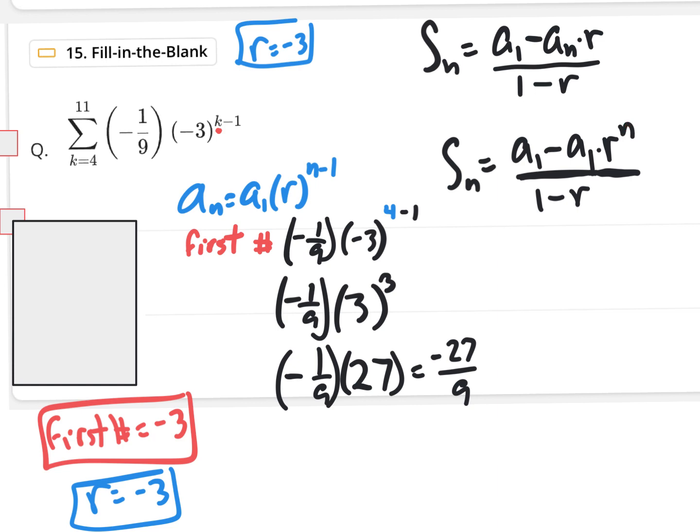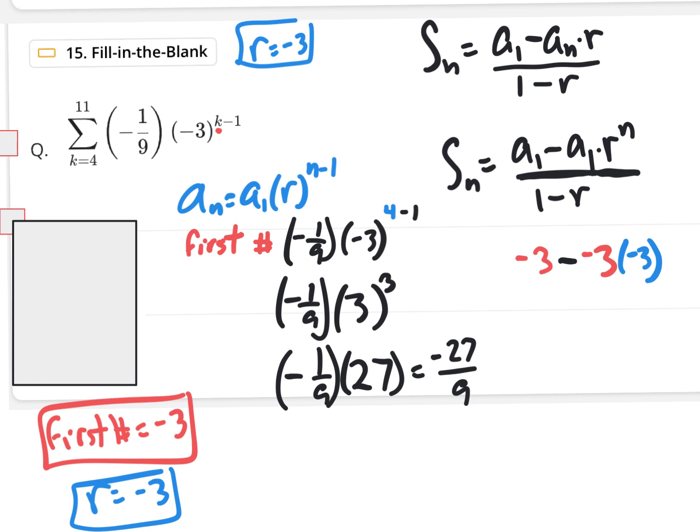Okay, so it's up to you. We could use the first one or the second one, depending on which one you want to use. I'm going to go for the second one this time. The second one is a sub 1, which we know our first term in this case is -3. So I'm going to put a -3. And then we have minus a sub 1 again, that's -3, times the common ratio. The common ratio happens to be negative 3 as well, to the n power.